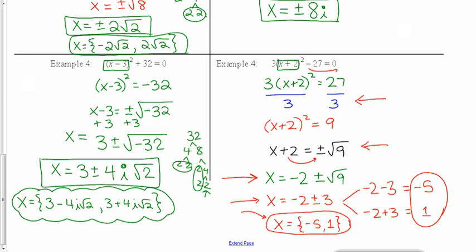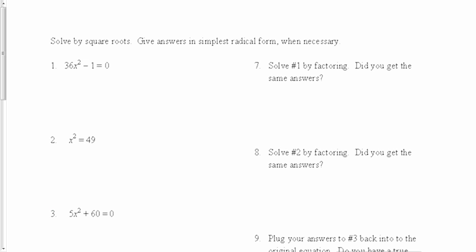Turn the page over and try the examples on the back. For each example, like here's problem number 1, over in the right column, we're going to have another method to solve number 1. So according to the directions, we need to solve number 1 by square roots, give an answer in simple radicals form.